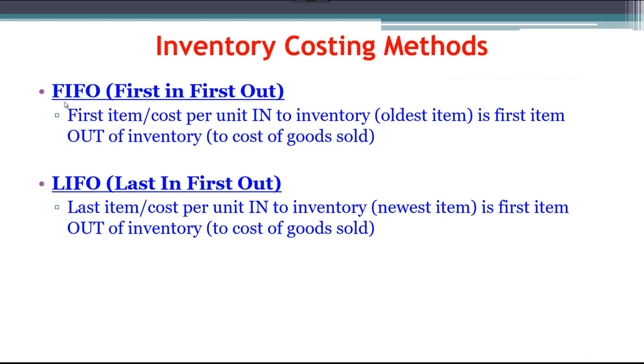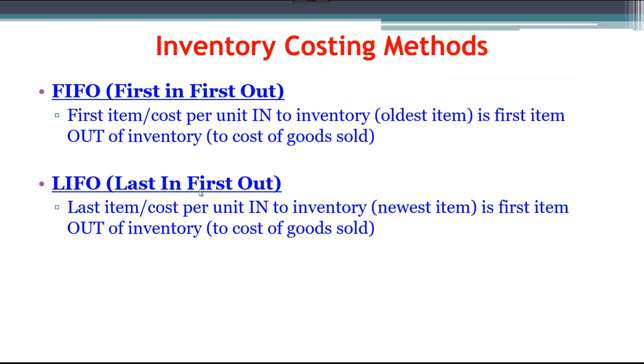So we have a few methods. We have 4 methods we'll talk about, but first we're going to talk about 2. FIFO and LIFO. First in, first out, and last in, first out. Now when we say in, we're talking about into inventory. It's the first one we brought into inventory, and it's the oldest item. It's also going to be the first one out of inventory, which means it's going to cost of goods sold. So it follows the milk cooler example, we're rotating the stock, and in this case we're rotating the cost as well. It keeps it nice and clean.